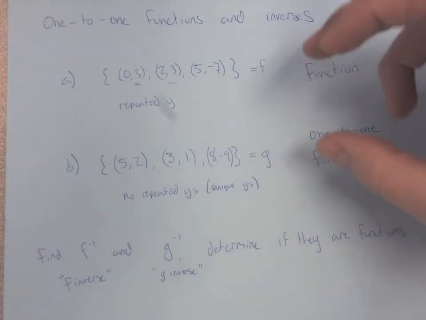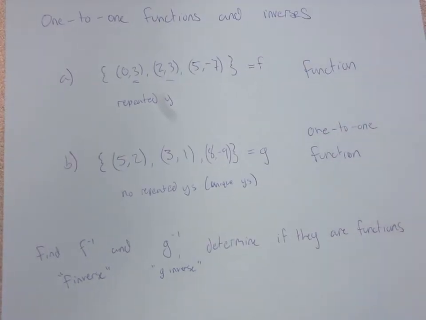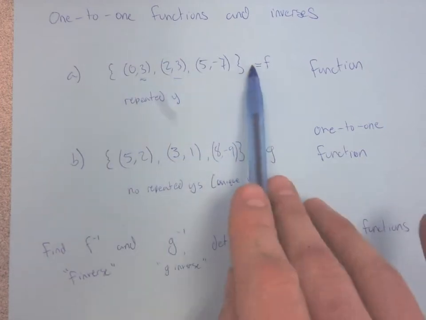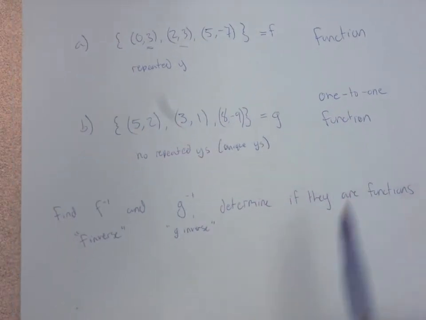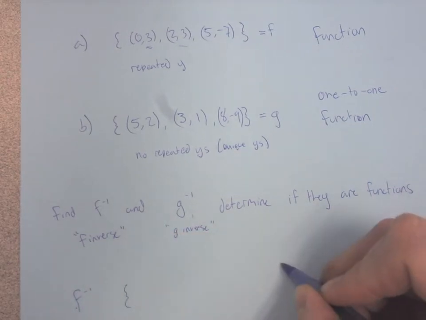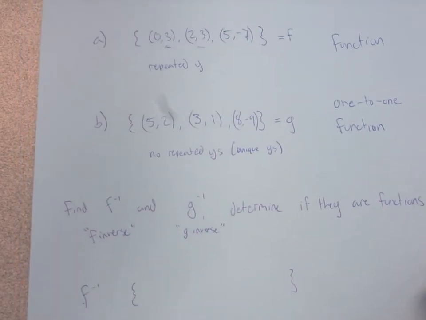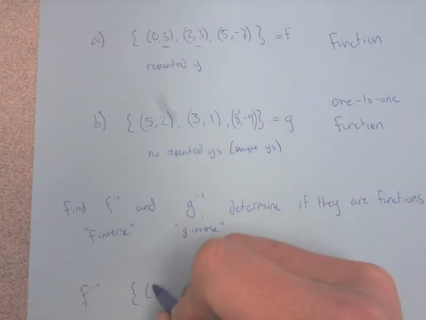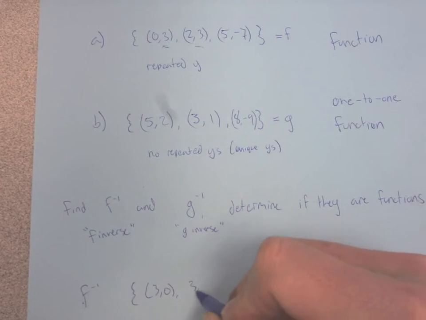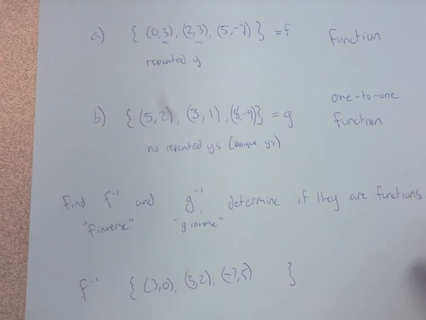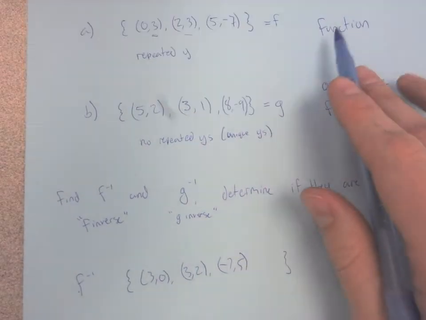Now since I named my functions over here, I can use the letters to match up the functions. So f inverse means look at the f function and then find its inverse. So f inverse is the inverse of the f function, and what we do to get it is we just switch the x's and y's, the x and y coordinates. So we're going to go 3, 0, and we got 3, 2, and we got -7, 5, right? So that's the inverse of the f function.